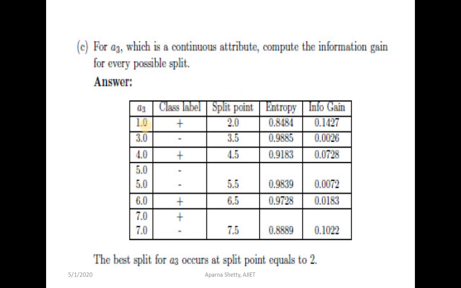How to calculate the split point is, what is the midpoint of 1.0 and 3.0? It is 2.0. Similarly, the midpoint of 3.0 and 4.0 is 3.5. You do 3 plus 4 divided by 2 to find the midpoint, and you will get 3.5. Same way, what is the midpoint between 4.0 and 5.0? It is 4.5. Here, since 5 is repeated twice, there is no need to calculate the split point.